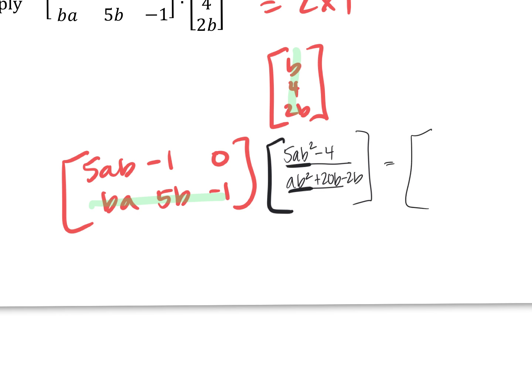So what could this final answer simplify to be? 5AB squared minus 4. We can't do anything with that on top. What about on the bottom? AB squared plus 18B. You got it. That would be my final answer. 20B minus 2B would be 18B.